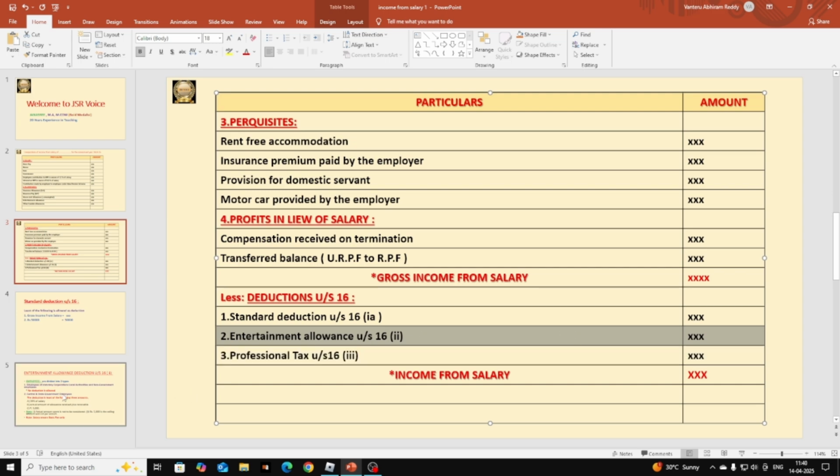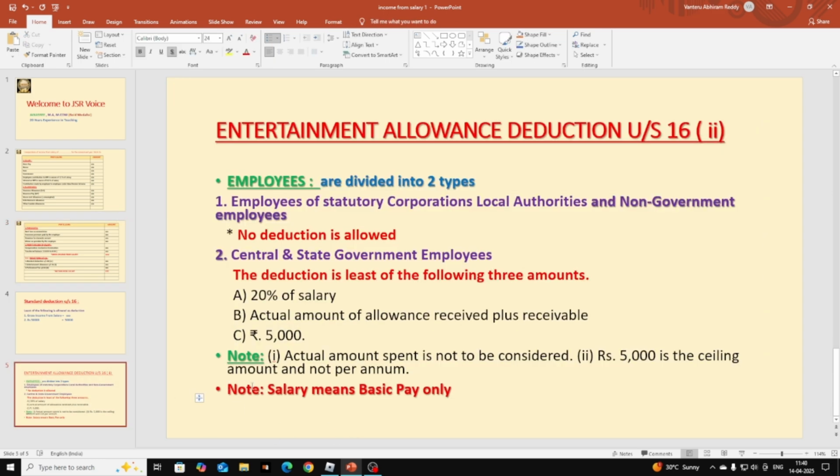The salary definition is clear, I think. And here 5,000 rupees is a ceiling amount, that is not for 1 year. Always this is 5,000 only. It is not per month or per year. 5,000 rupees, that's all. So salary means basic pay only. Remember this. Entertainment allowance problems you will also get sometimes in the examination. So these are the rules for entertainment allowance deduction under section 16 subsection 2.